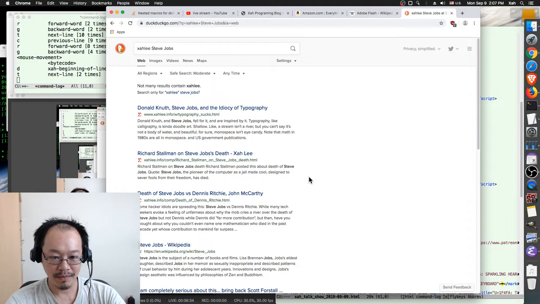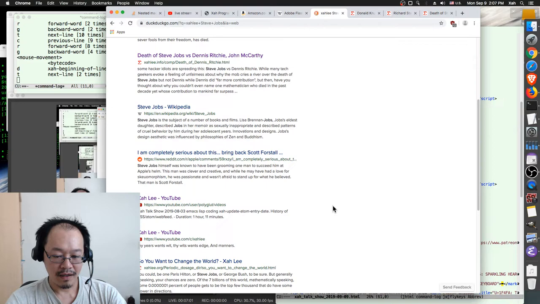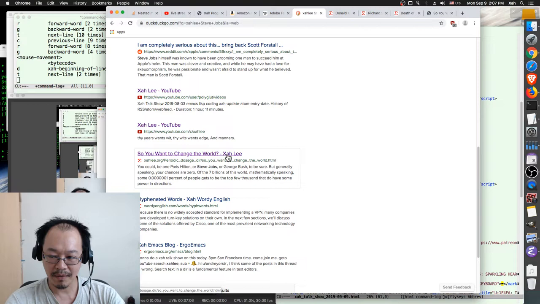So Donald Knuth, Steve Jobs, and the idiocy of typography. And this one, Richard Stallman on Steve Jobs' death. And this one, death of Steve Jobs versus Dennis Ritchie, John McCarthy. Now those are the Unix philosophy idiots. And so you want to change the world. That's Steve Jobs on keyboard. Okay, I'm going to show you each of these articles.